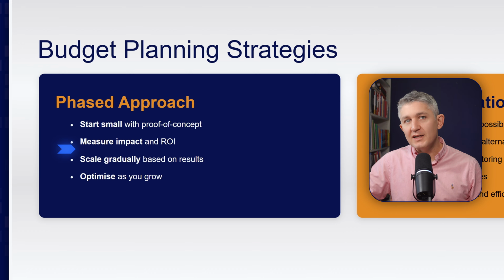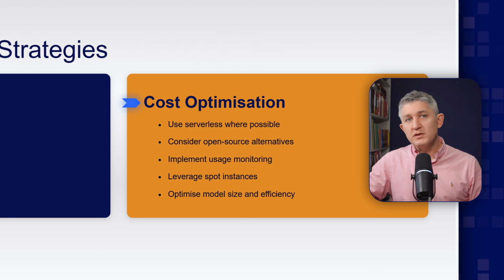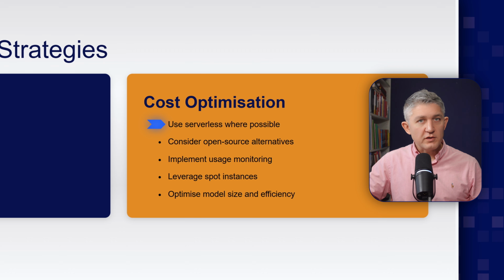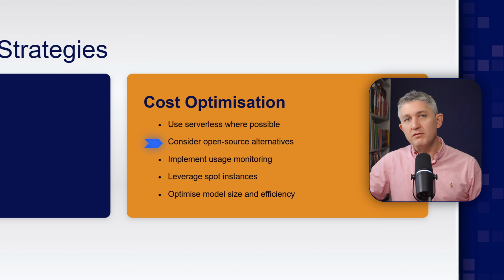Measure impact and then scale what works and retire what doesn't. Do the cost optimization early. Use perhaps serverless to pay only for when the code runs. Prefer open source to reduce the license fees and avoid the vendor lock-in. Turn on usage monitoring and alerts and keep an eye on what is going on.